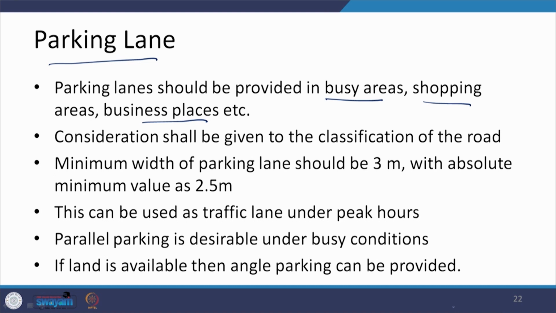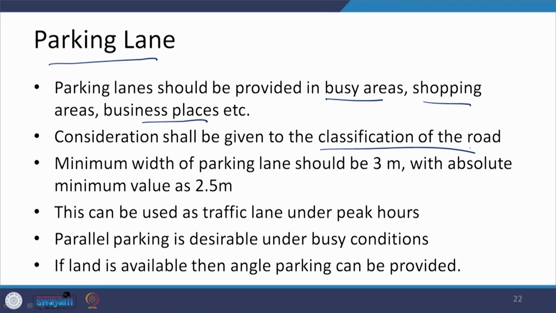But when we are looking at the parking lane, can we provide it on each and every category? Say we are talking about a local street which already has very little width, can we provide a parking lane on that? We cannot, because it is going to consume some space. So, the classification of the road is also an important thing. The minimum width of the parking lane as far as possible should be 3 meters, but at an absolute level it can be 2.5 meters. So, this is in between 2.5 meters and 3 meters.